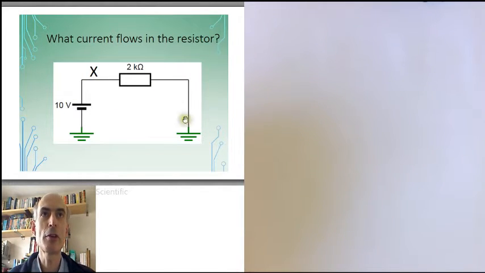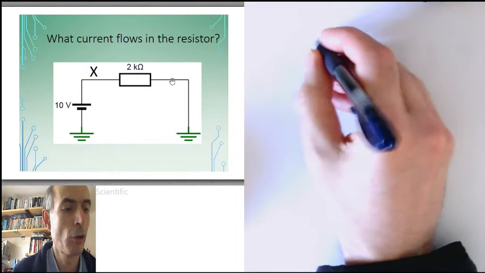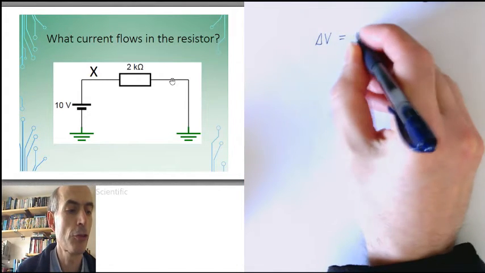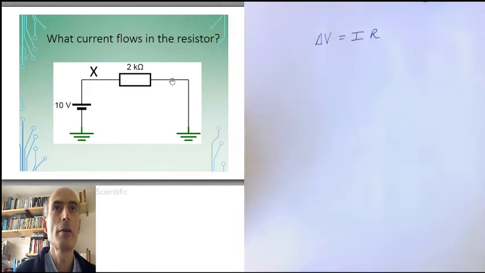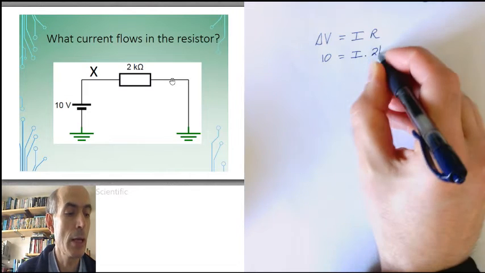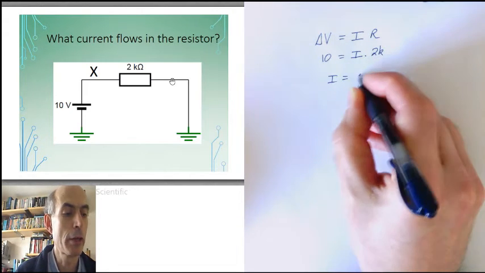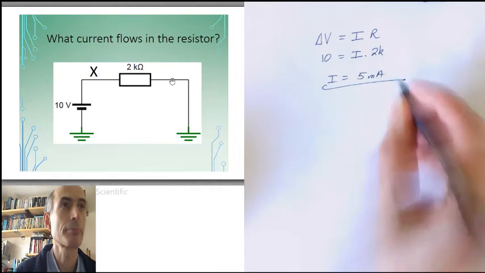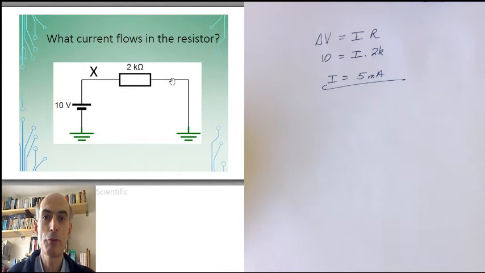The other side of the resistor is connected to 0 volts, so we have 10 volts across our resistor. We can then just apply Ohm's law. The change in voltage across the resistor is the current through the resistor times the value of the resistance. 10 equals I times 2K, and therefore I is 5 milliamps. That's it. We have done a bit of circuit analysis. We have worked out the voltages and the currents at all points in the circuit. A slightly more complicated one, which should also look very familiar.